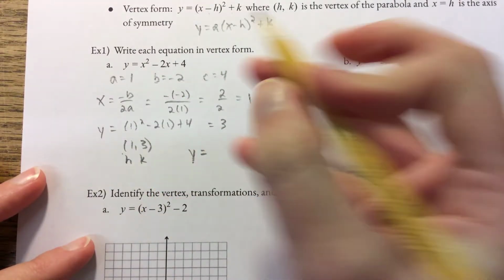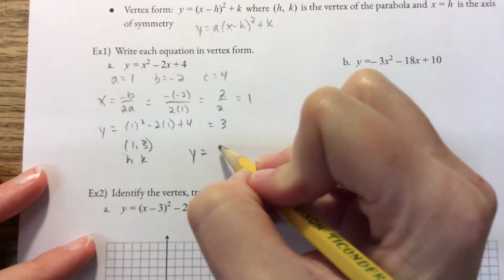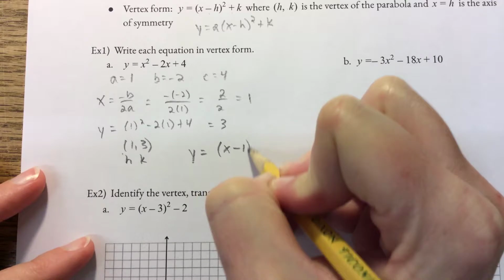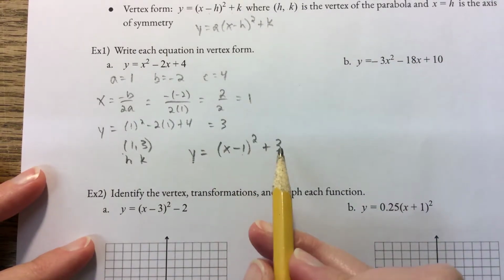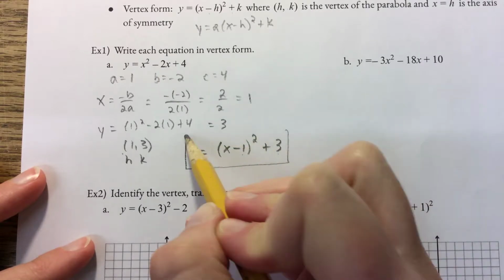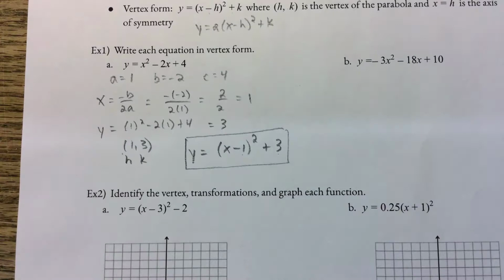So it's going to be, the A value is 1, so I don't need that on the front because multiplying by 1 doesn't do anything. And then I'm substituting in the H and the K. So this is now in vertex form. If you graphed this, it would look exactly the same as that.